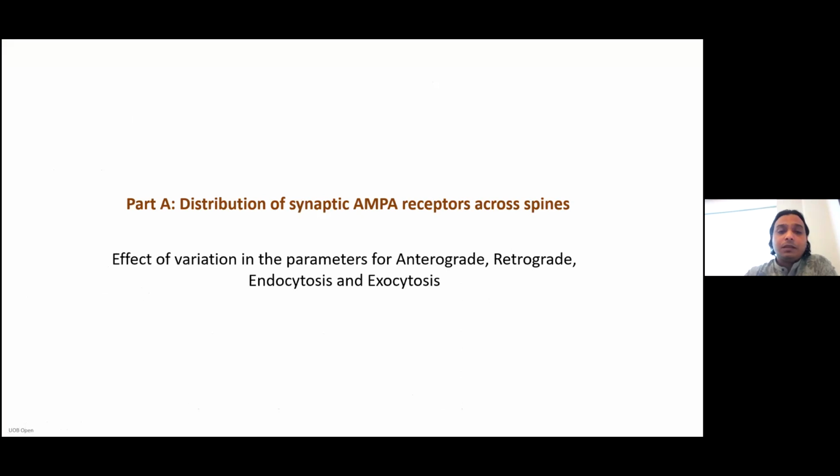These parameters are more or less inspired from the mean empirical estimates available in the experimental literature. So now in part A, what I'm going to show you is how the parameters anterograde, retrograde, endocytosis, and exocytosis, the 4 crucial parameters of AMPA receptor trafficking, may affect the distribution of synaptic AMPA receptors across spines.